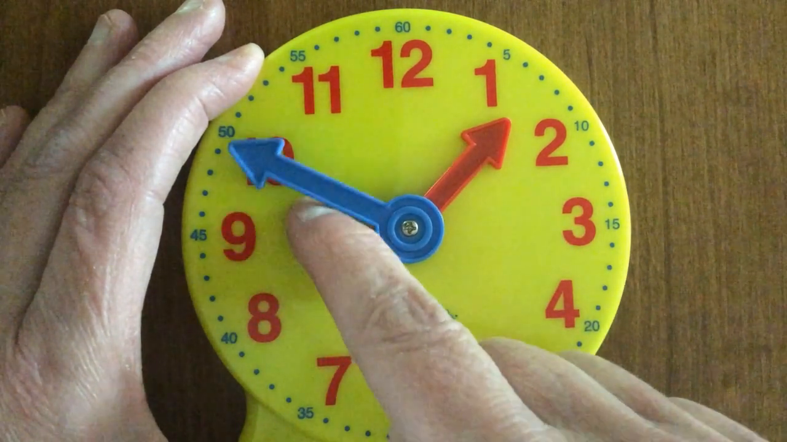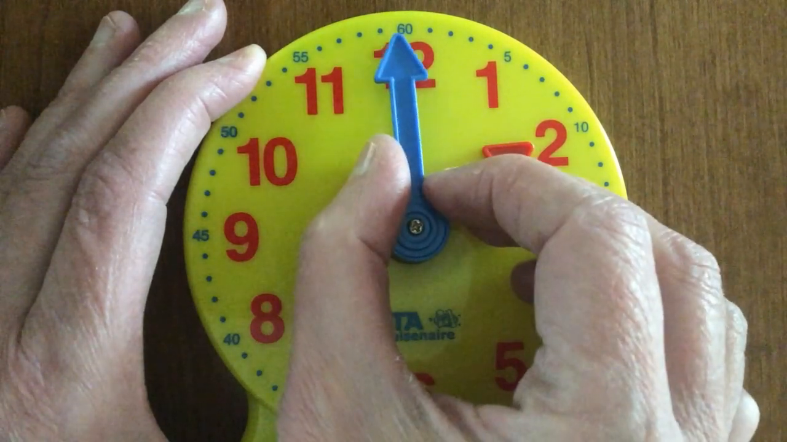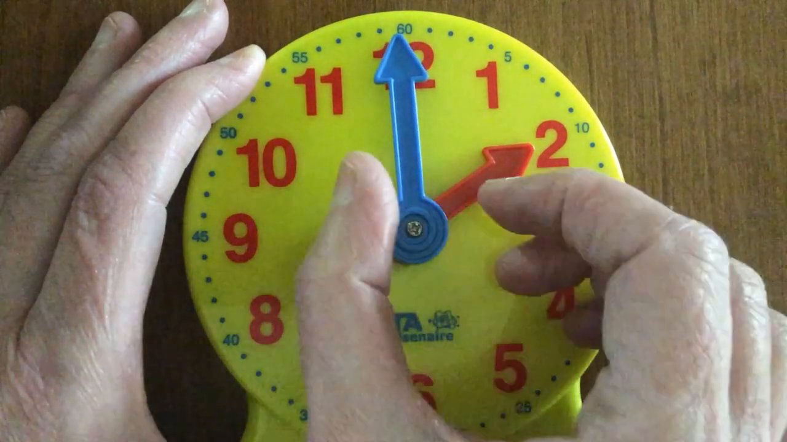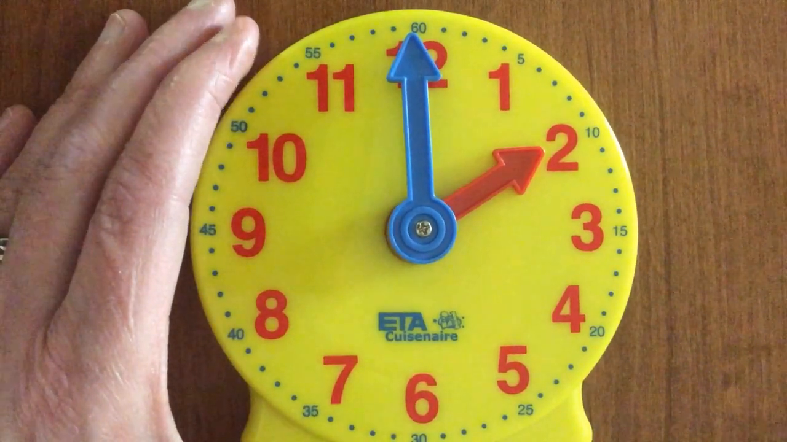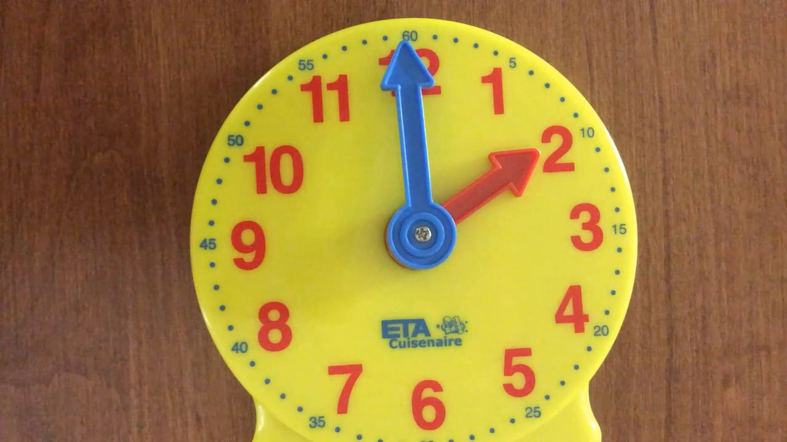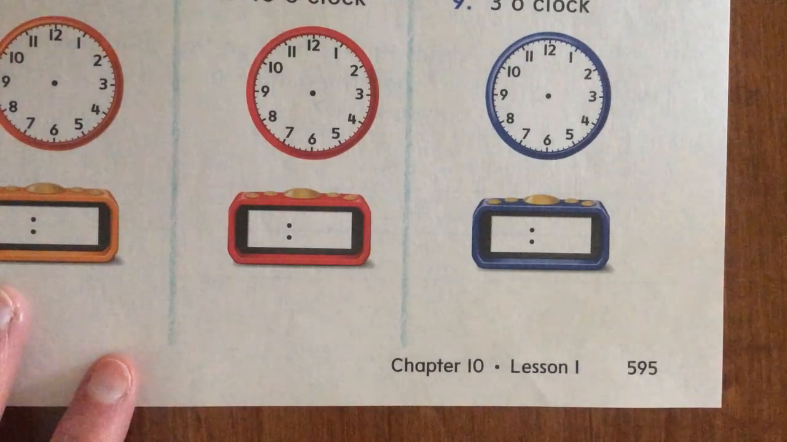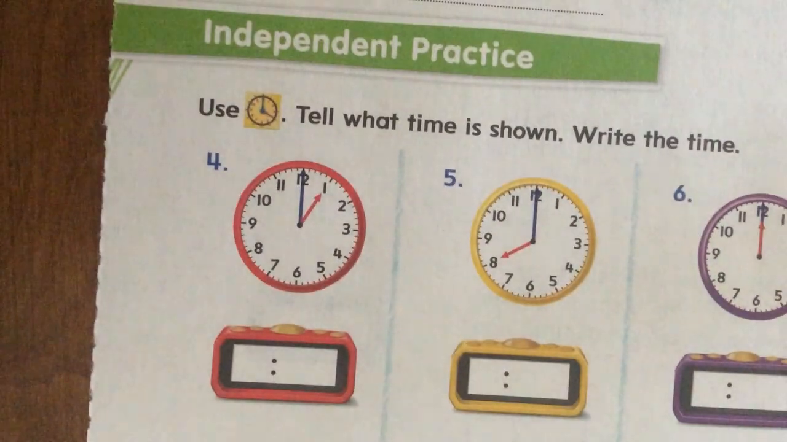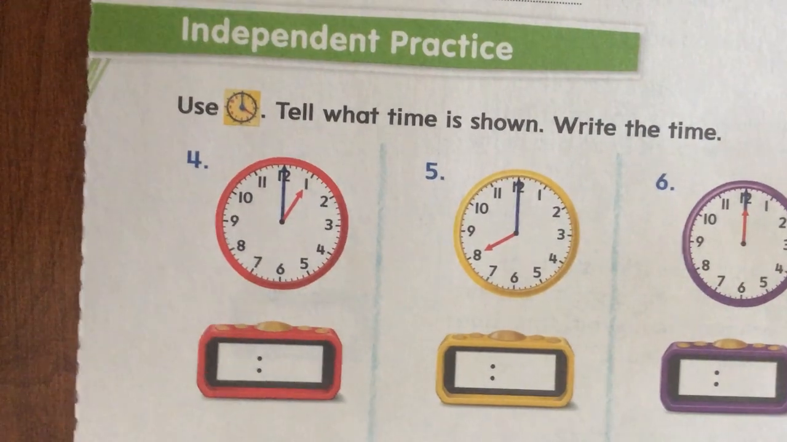And then as it gets closer to the 12, it gets closer to the next hour, and voila, it's the next hour. It's kind of hard to show you on these little clocks, but hopefully you know how to tell time to the hour. So hopefully today your assignment will be pretty easy. So you have, like I said, page 595 and 596. So your job is to tell me what time is shown on the analog clock.